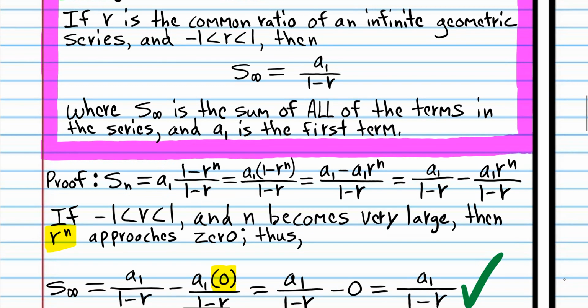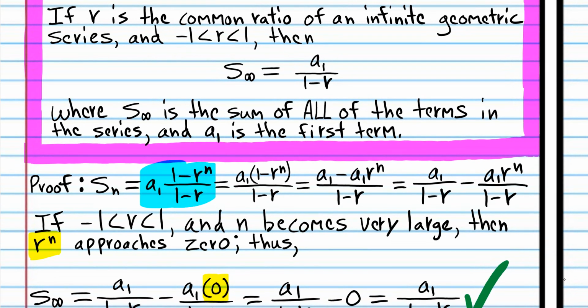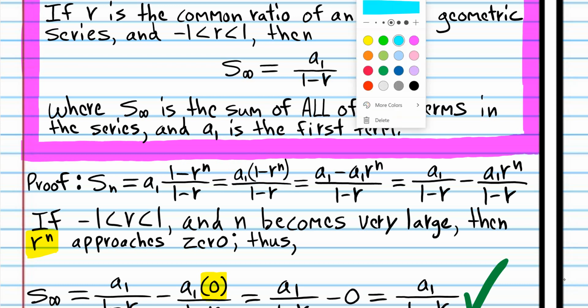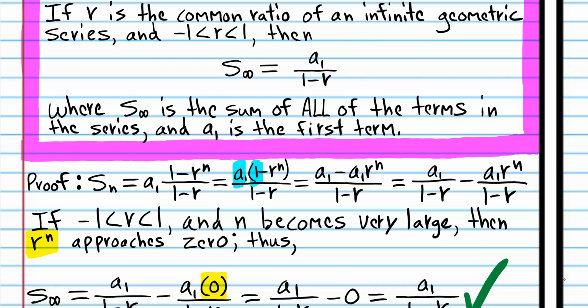And we're going to change the form of this blue expression. We're first going to take this a1 and multiply it up into the numerator. That's completely legal in math. Remember, that's just basic arithmetic. Then we're going to use the distribution rule. We're going to multiply a1 by 1, and then we're going to multiply a1 by r to the n. So we just use the distributive property.